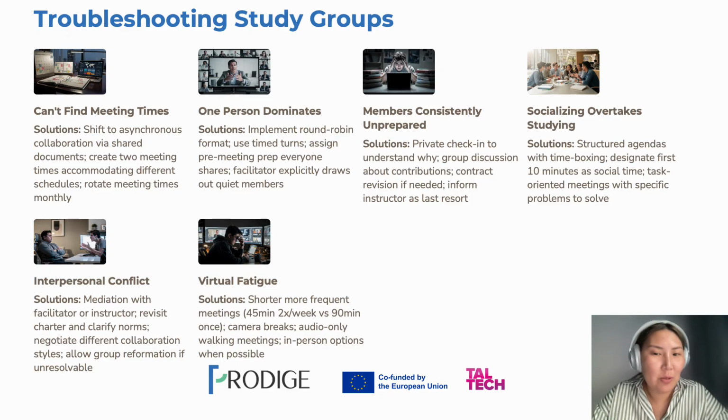Second problem, one person dominates. In this case, implement a round-robin format with structured turn-taking, so use timed turns. Require a pre-meeting prep that everyone shares and have a facilitator explicitly draw out quiet members.